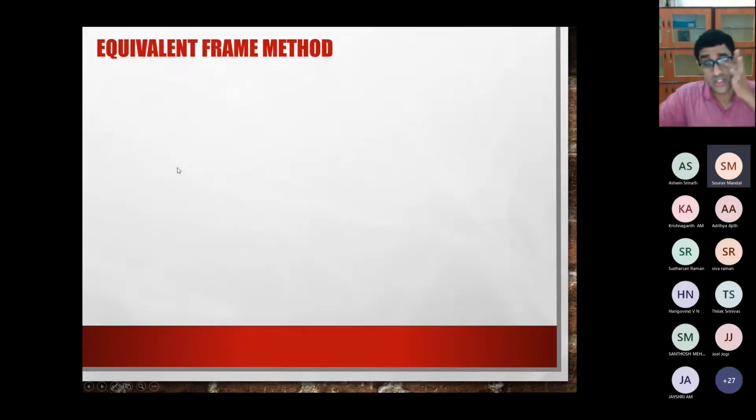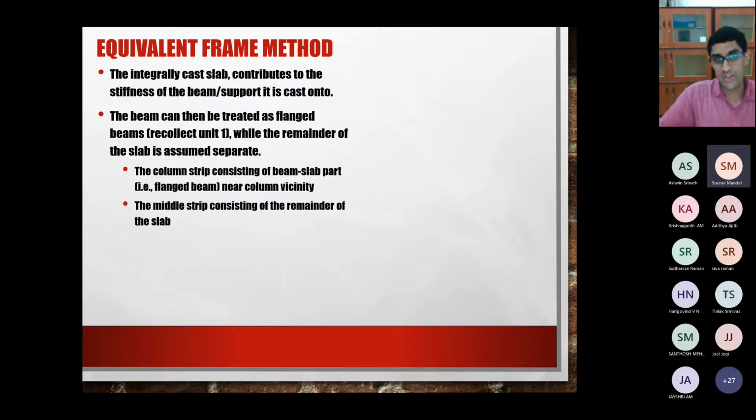However, in our code book, they have mentioned two methods. One is known as the equivalent frame method. The other one is known as the direct design method. Equivalent frame method is the more difficult method. You will not be using it in your problem, you will not be doing your assignment based on this method. But still, you need to know what this says.